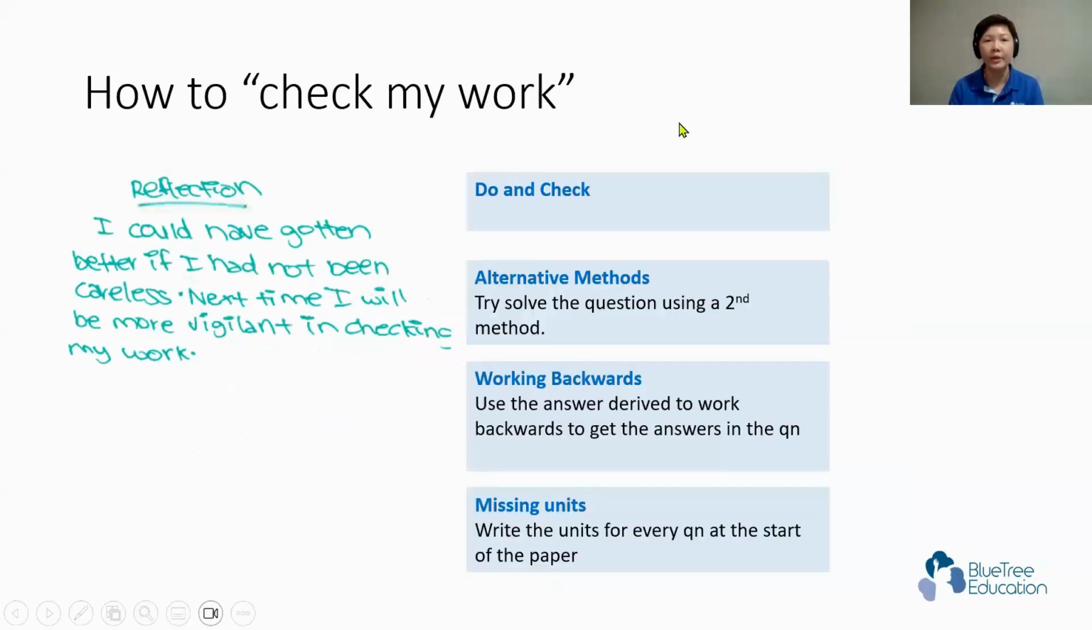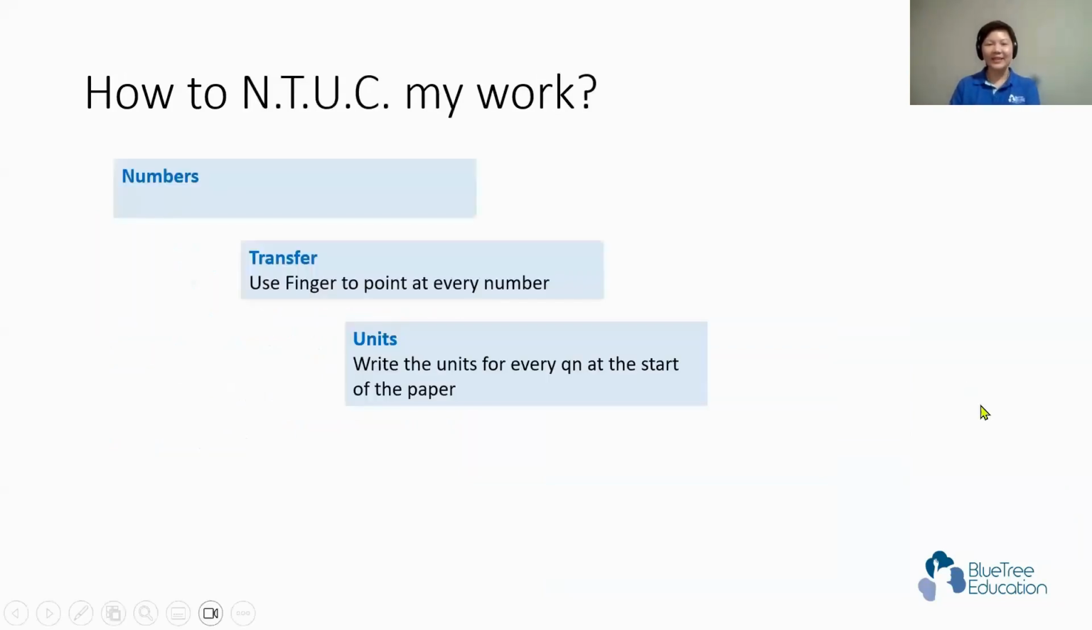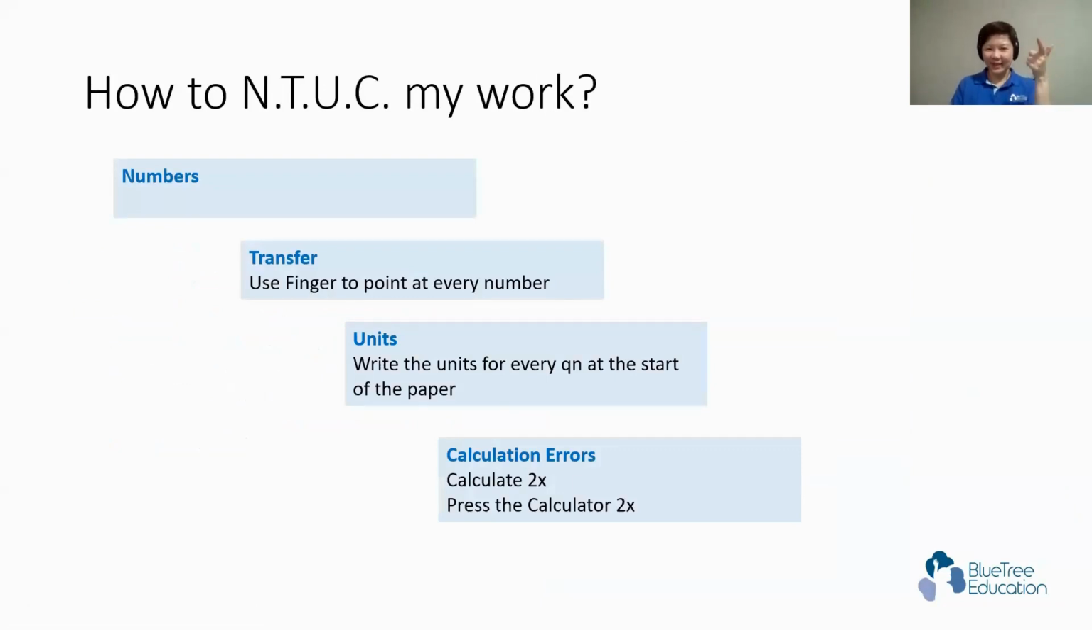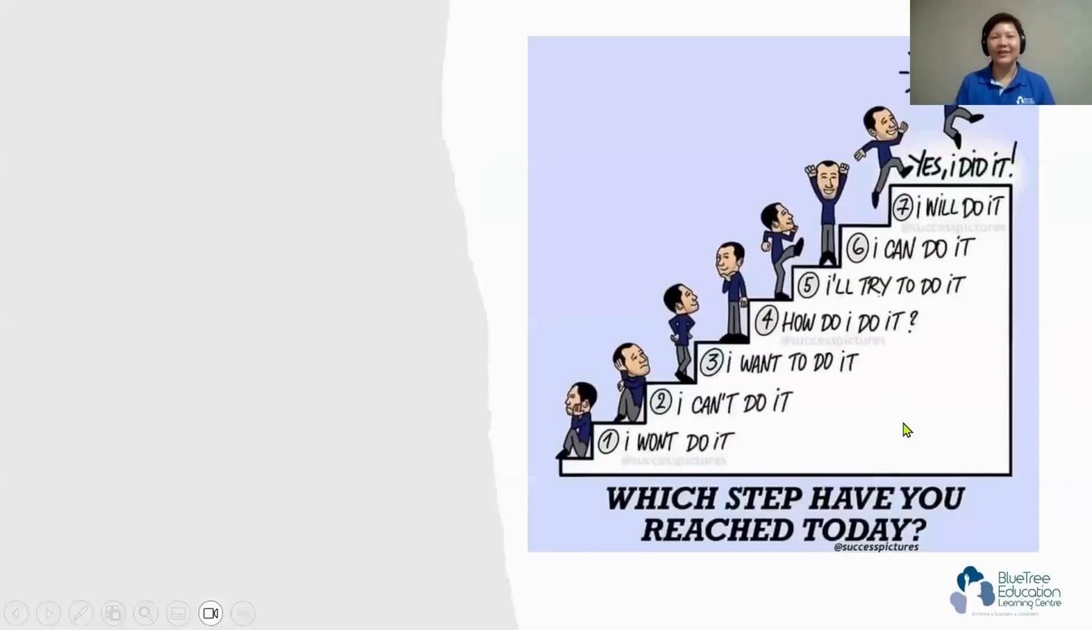Okay, so how do I check my work? Do and check, alternative methods, working backwards, and of course check every question for missing units or not. This is like half a mark. What is NTUC? Take a photo of NTUC: check numbers, transfer correctly, units there or not, and calculation errors. Press the calculator twice. Okay, parents, can you stop? Don't tell your kids, I'm going to confiscate your calculator. Because your kids need a lot of practice on it so that they are very fast at typing. Then they can save time. Okay, so step by step, we will get there.